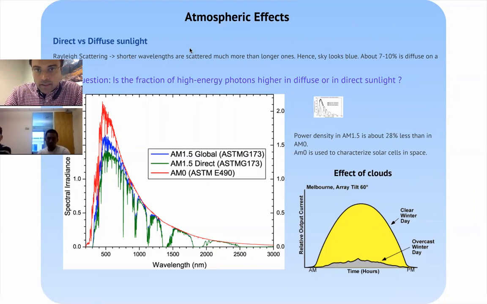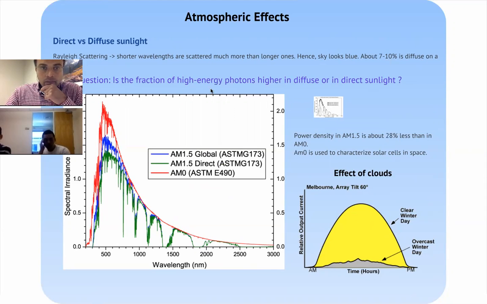If you did not have the scattering, the sky would basically look black, as you know from the moon. The moon doesn't have any atmosphere, so the sky looks black because there's no scattering. About 7 to 10% of the light is diffuse on a clear day.